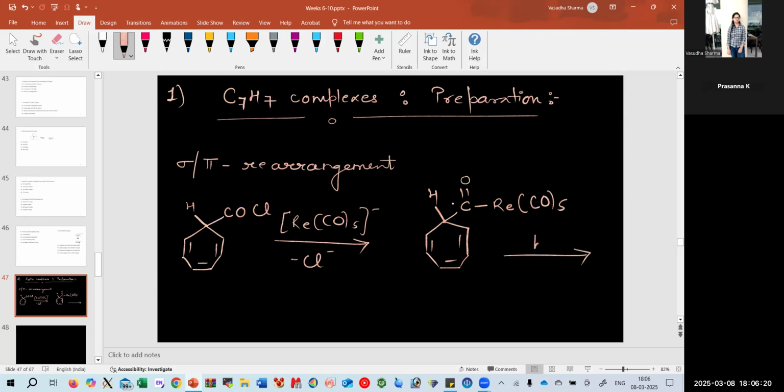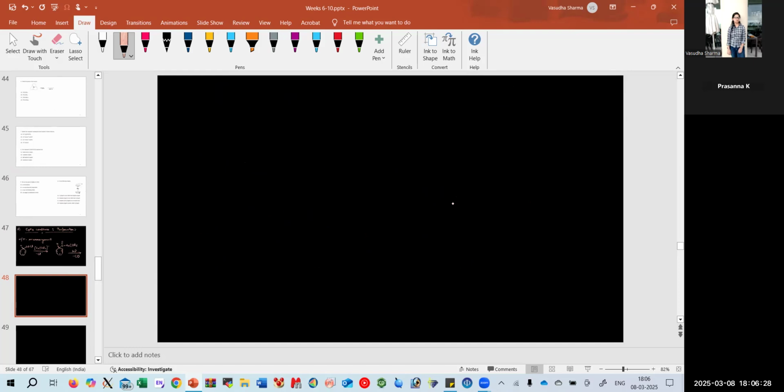Now, in presence of light, one of the carbonyl groups will go out, and ultimately it would form a system where we have proton and rhenium CO5. Moving ahead, when it is being treated with Me3NO, it would try to complete the coordination number around your rhenium center.